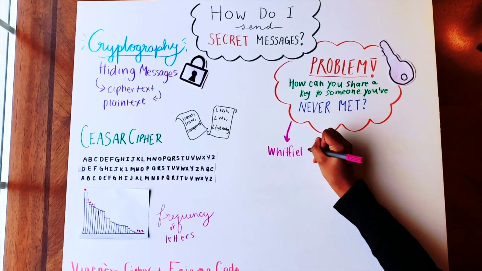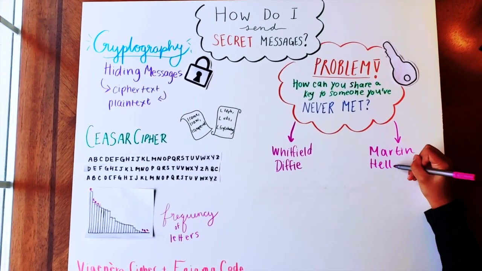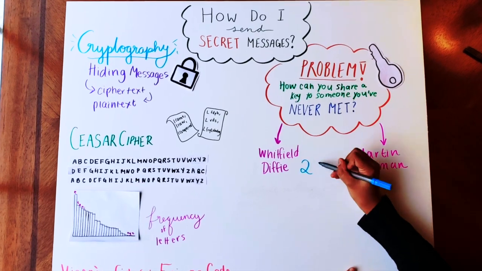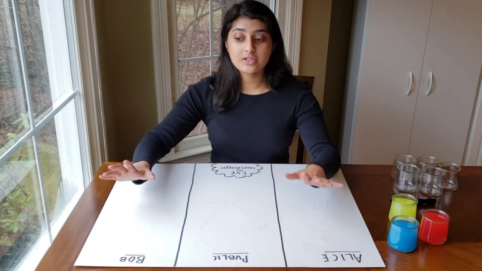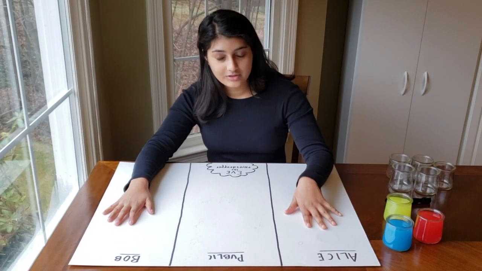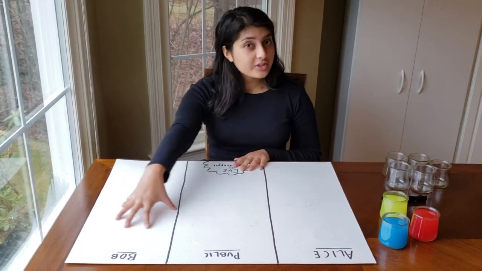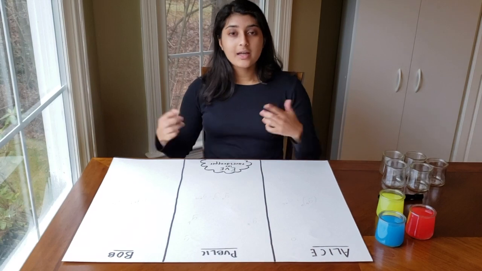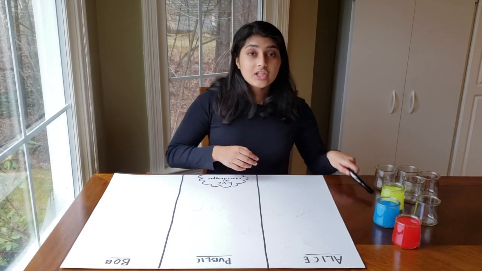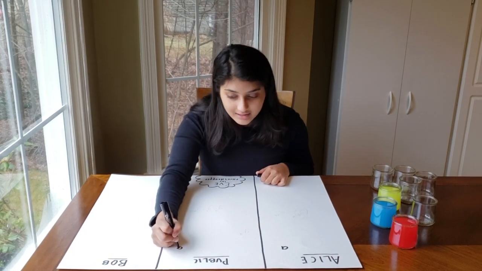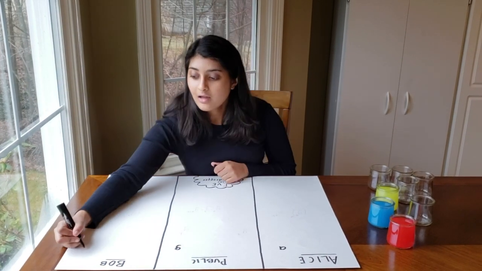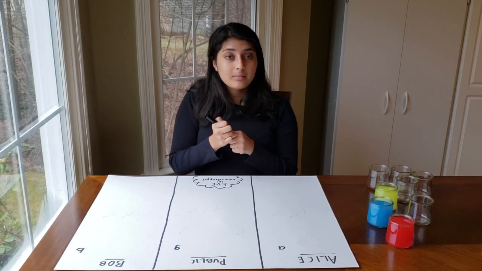In the 1970s, Whitfield Diffie and Martin Hellman came up with asymmetric cryptography, which requires 2 keys. Their protocol works like this. Alice has a secret message that she wants to share with Bob, but he's halfway across the world. How will she share her message across a public channel so that Eve, the eavesdropper, can't decipher it? Alice generates 2 large prime numbers, a private key, A, and a public key, G. Bob does the same, generating B, his large prime number, private key.